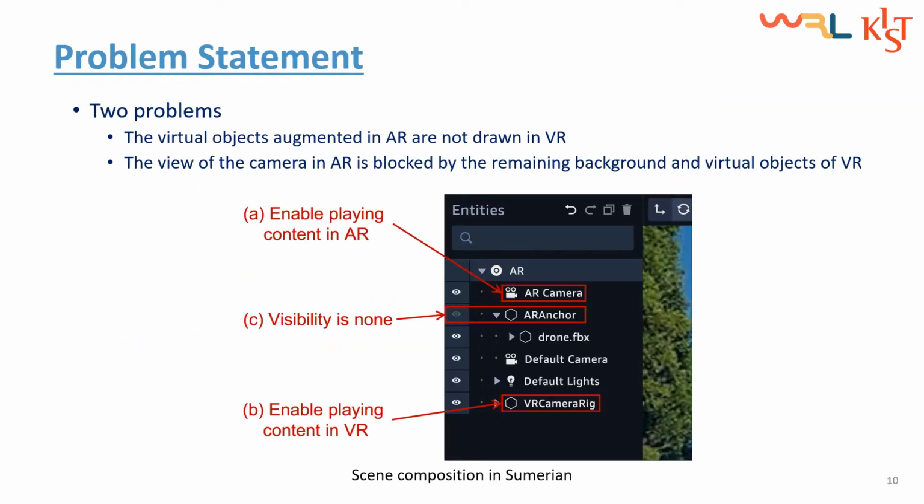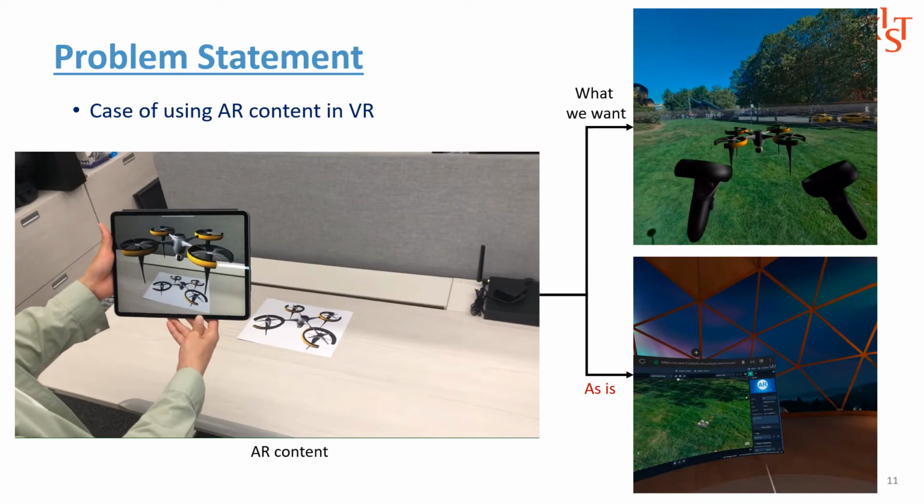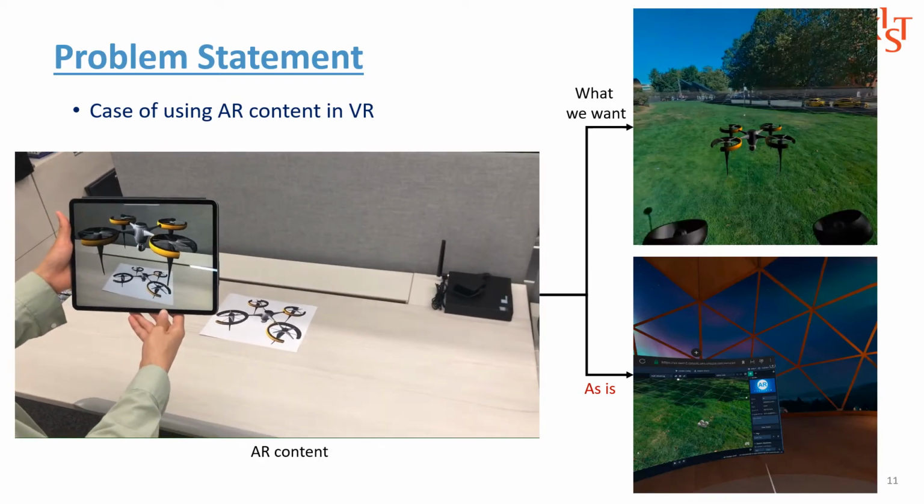We created content with Amazon's Marion. That is one of the traditional content making methods. Then, we investigated what phenomena occur when AR content is played in VR and when VR content is played in AR. The first case is when AR content is played in VR.